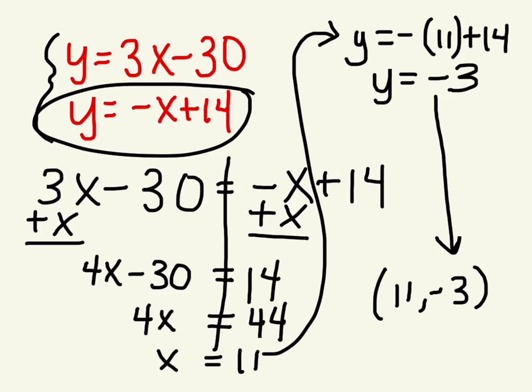You can see my value of x ends up being 11. I plug 11 into the second equation and I get the y value of negative 3. Therefore, my solution to this system of linear equations is 11, negative 3.